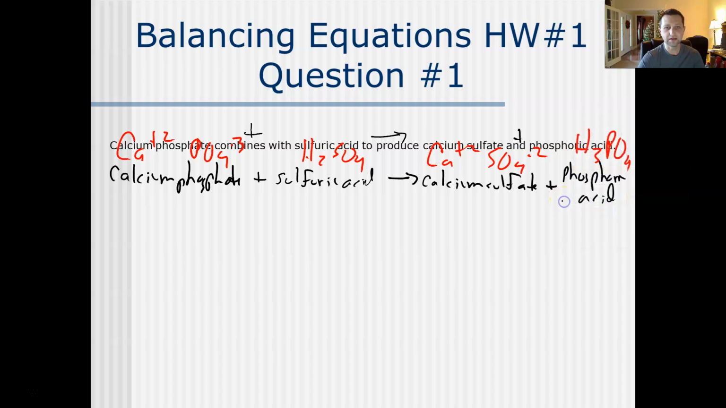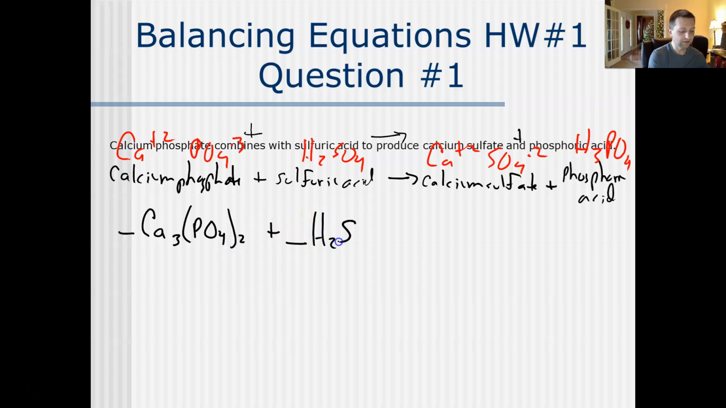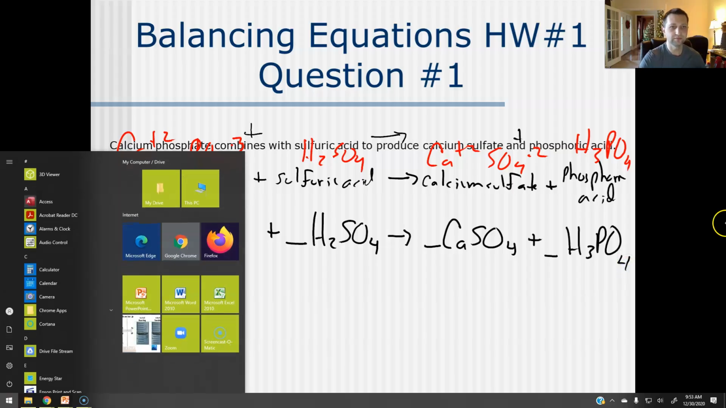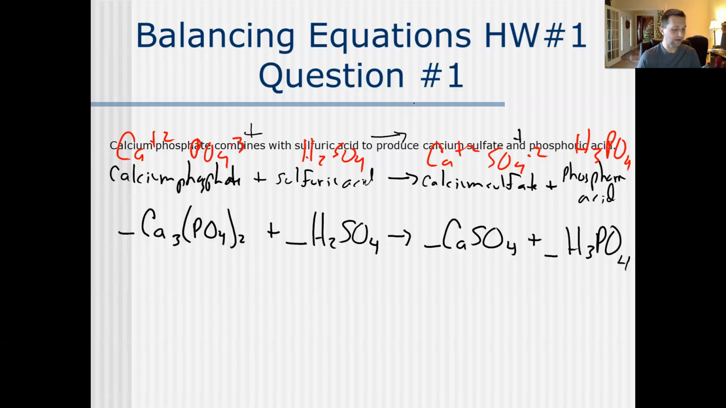Let's go through and rewrite this. Where you're going to see balanced formula equation on your handout, on your note sheet, this is what you're going to put in that row. So calcium phosphate will end up being this, Ca3PO4 plus sulfuric acid, H2SO4, gives you calcium sulfate, CaSO4, plus phosphoric acid, H3PO4. That's what you guys need to have on your note sheet. Now you just have to go through and balance it.